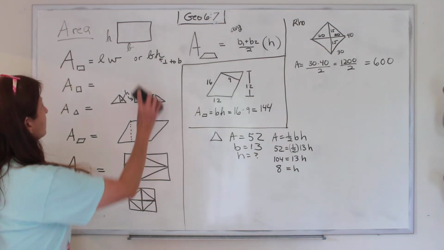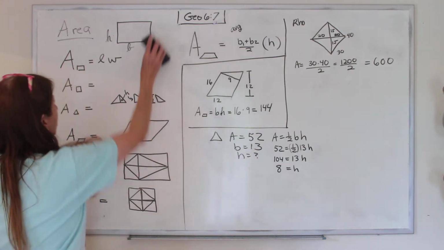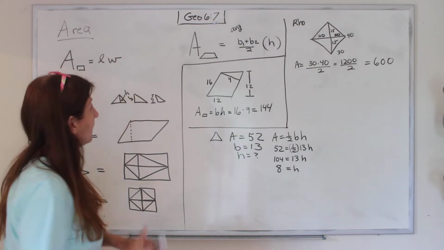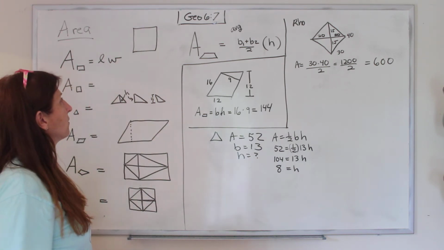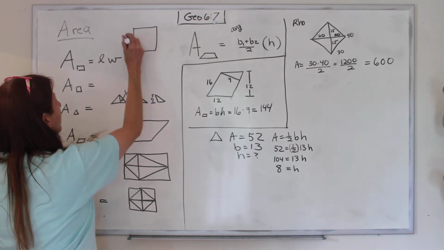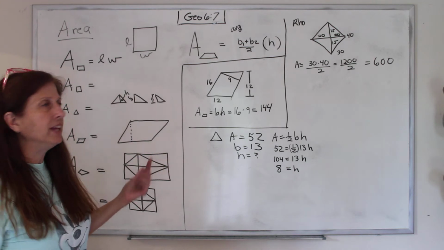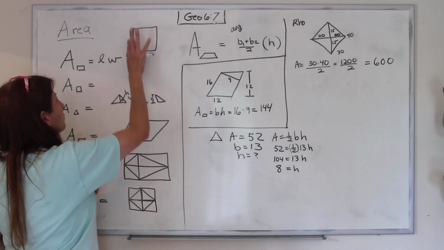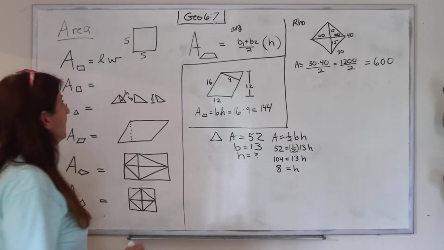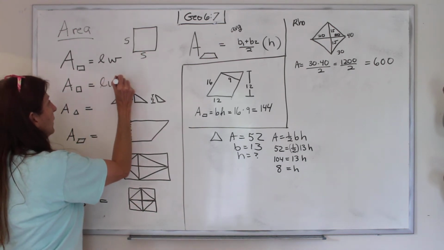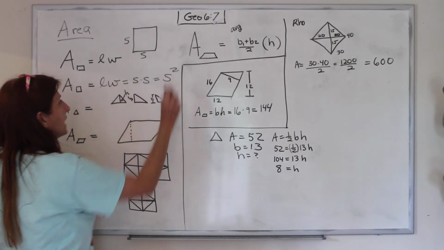Okay, so what's the next one? The area of a square. So now, instead of having a rectangle, we've got a square. Well, I told you all of these formulas are the same, so the area of the square is length times width. Same thing. The only thing is, with the square, they're the same. So usually they're called side. So it could be length times width, or it could be side times side, or it could be side squared.